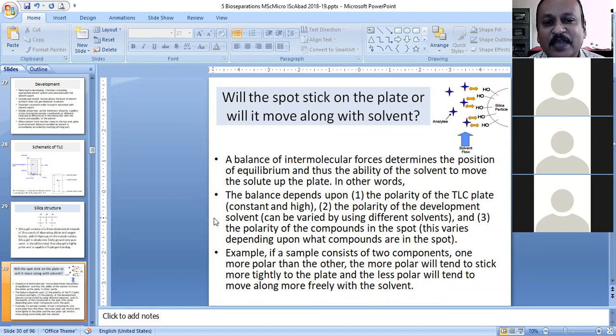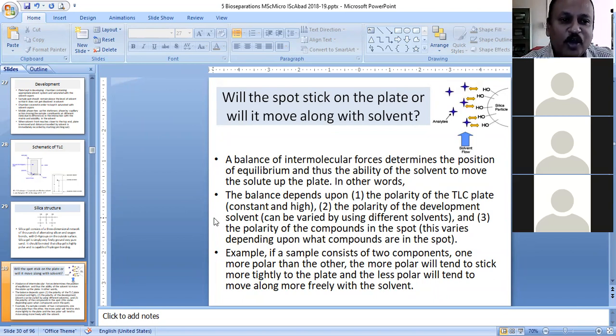The other method is the trial and error method. What is the trial and error method? I will use a couple of different solvent systems, and whichever gives me the best result, that solvent system I will use, or I can increase or decrease the polarity. For example, if I use ethyl acetate, then ethyl ether, ethyl ether is a polar solvent.